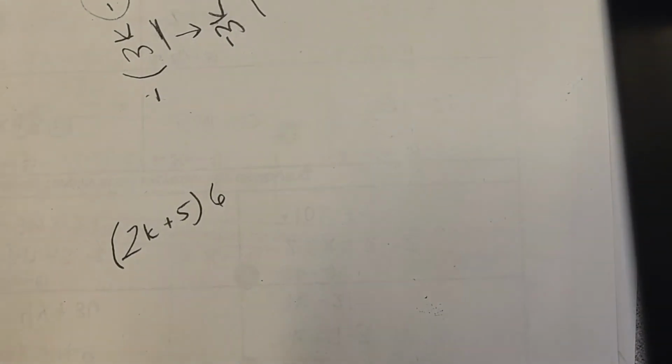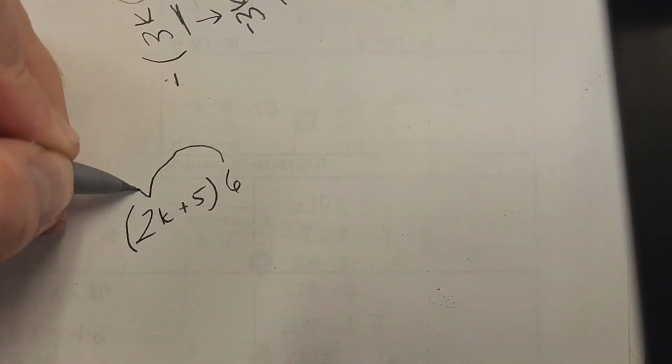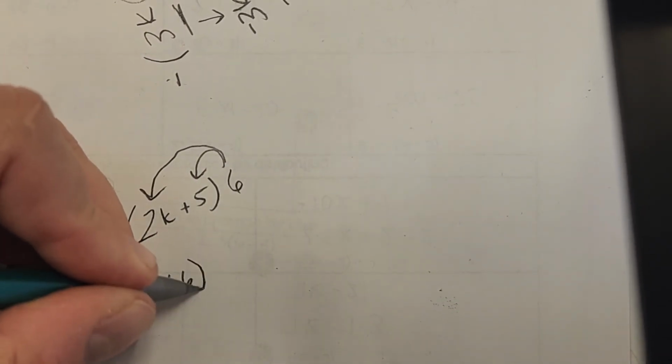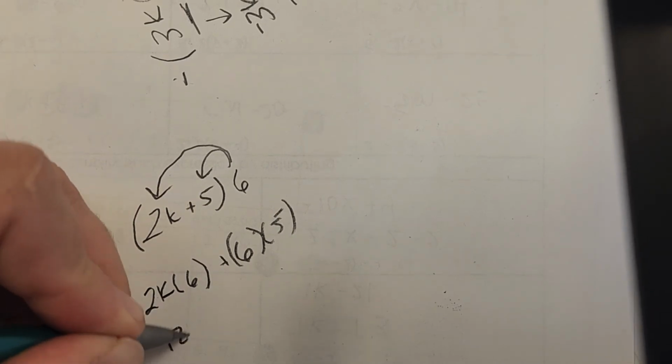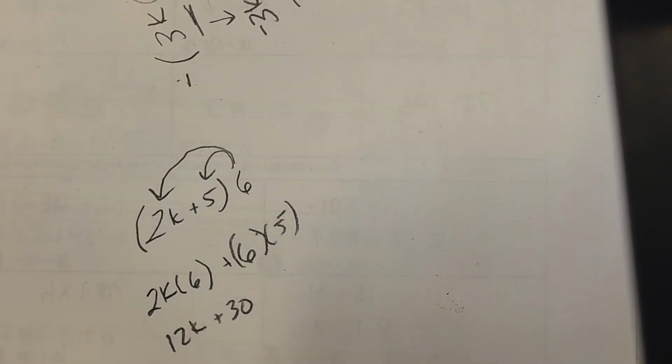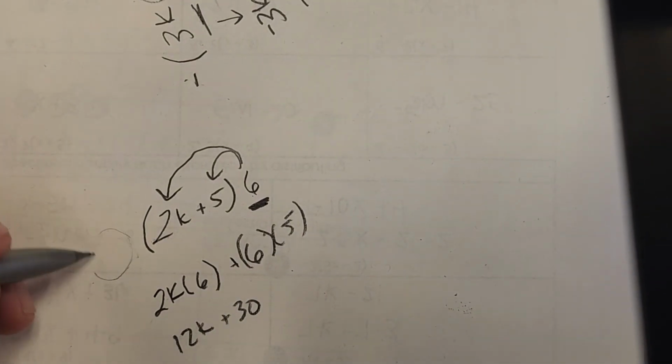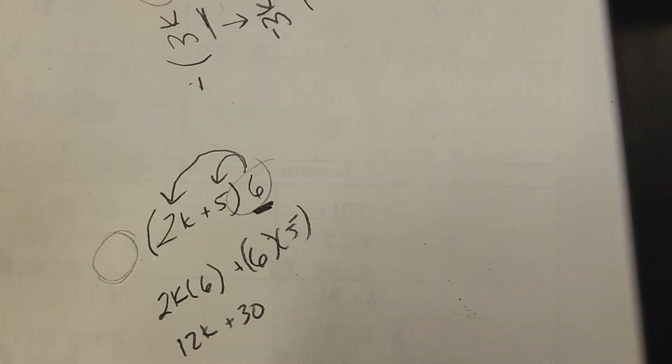We saw all of our stuff in front of our parentheses. If we had 2k plus 5, but then we saw a 6 on the back side, we use the same property. We would still multiply here and here. We'd still have 2k times 6 plus 6 times 5. So 12k plus 30. And it doesn't matter if that number is touching the parentheses on the front side or the back side. The properties remain the same.